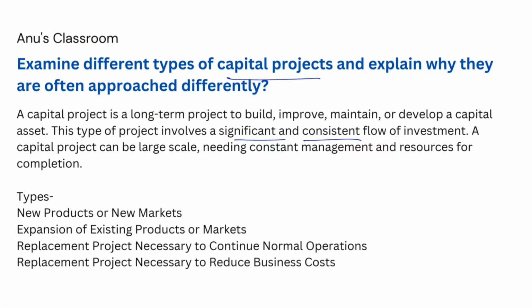So it will depend upon the business risk and the debt capacity of this particular new project. The company cost of capital, which is also known as the weighted average cost of capital, is the right discount rate for an investment which is a carbon copy of the existing firm. Okay, so the different types of capital projects include new projects or new markets, expansion of existing products or markets, the replacement project necessary to continue normal operations, the replacement project necessary to reduce business costs, and the like.